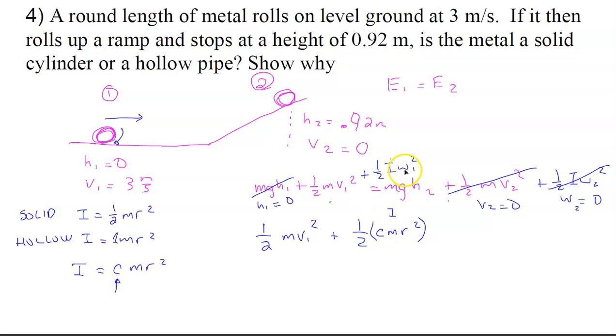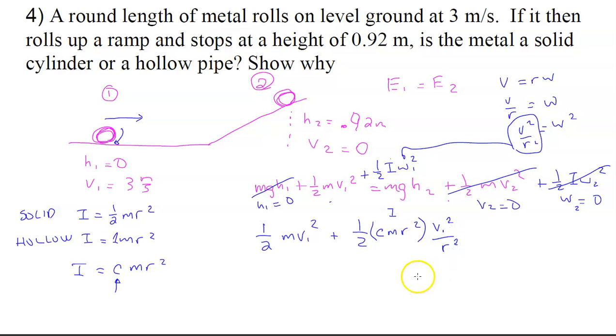The omega here, they did not give me the omega. So I need to make a little substitution right here. And what I know about, since I've got the velocity, I know that v equals r omega, so omega would be v over r, only I really want omega squared, so that would be v squared over r squared. And if I take that and put that in for omega squared right there, then this would give me a v1 squared over r squared, like that.